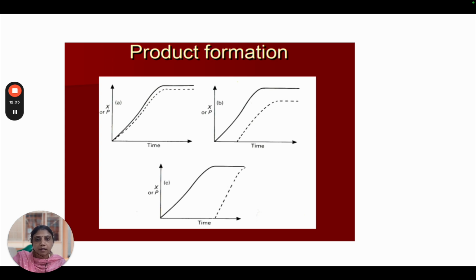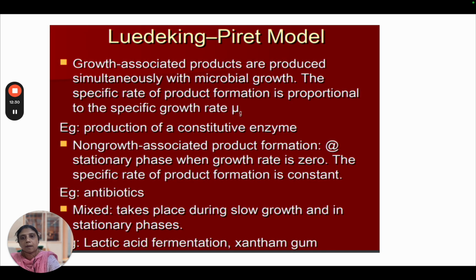Okay, so here the first graph shows the product formation starting at time zero itself. In the second graph, the product formation starts during the lag phase, but in the third graph, the product formation starts during the stationary phase. So most of the secondary metabolites are formed during the stationary phase, and it follows the third graph.